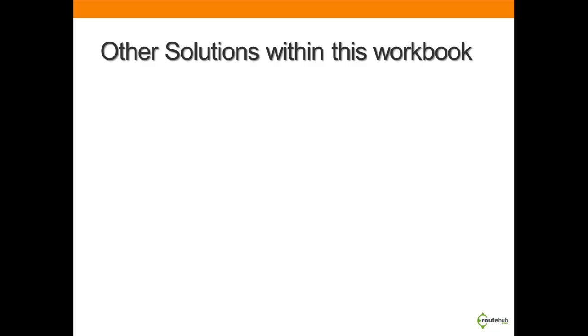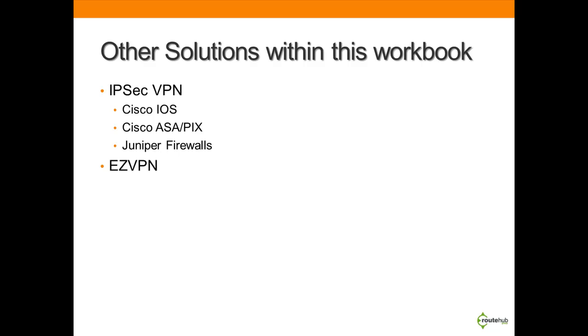Within the Cisco VPN workbook, you will learn how to configure other VPN technologies such as IPsec VPNs with Cisco IOS, Cisco ASA or PIX appliances, and Juniper to Juniper firewalls are included. You'll learn Easy VPNs, DMVPNs, and of course GET VPN that is added to our collection.